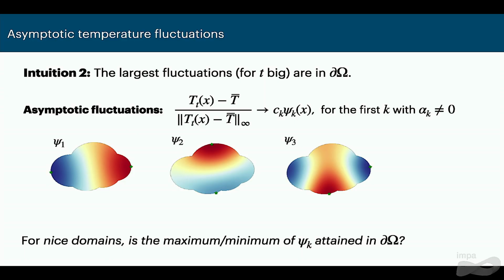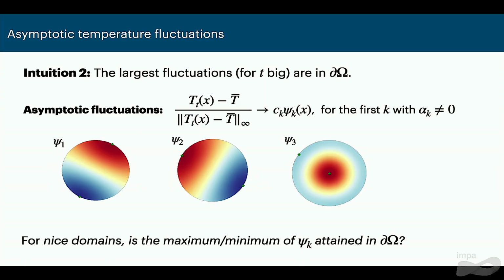Yeah. Not only is this not true, this is not true for easy reasons. Like if instead of going to fancy domains, we just go to the ball, we have a symmetry problem. We see that for the ball, the third eigenfunction is radially symmetric. In particular, it can't have the maximum and the minimum at the boundary because it's constant at the boundary. So it can't have both extremes at the boundary. But this is the third one.